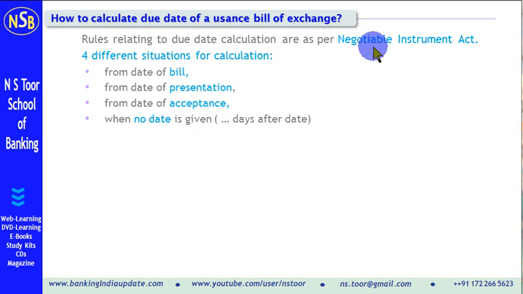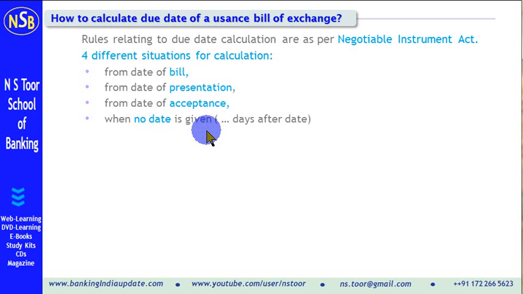So according to Negotiable Instrument Act, which guides calculation of due dates, there are 4 different situations. One, when we calculate from date of bill. Second, when we calculate from date of presentation made of bill of exchange to the drawee for acceptance. Third, from date of acceptance by the drawee. And fourth, when no date is given.